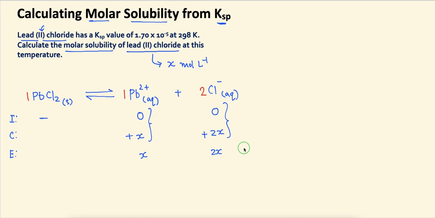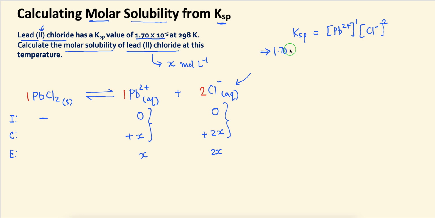Okay. Now the next step. Let us try to write the expression for Ksp using this dissolution equation. So Ksp is given by the product of concentrations, which is in this case Pb2 positive concentration raised to the power of its stoichiometry coefficient, which is just 1, and the concentration of chloride ions raised to the power of its stoichiometry coefficient, which is 2, right? And we are given the value of Ksp, which is 1.70 times 10 to the minus 5. Let us plug in the value of Ksp and the equilibrium concentrations into the equation and try to solve for x, right?